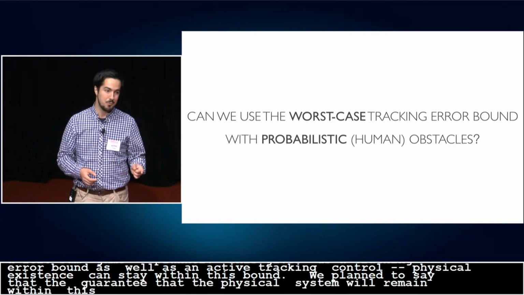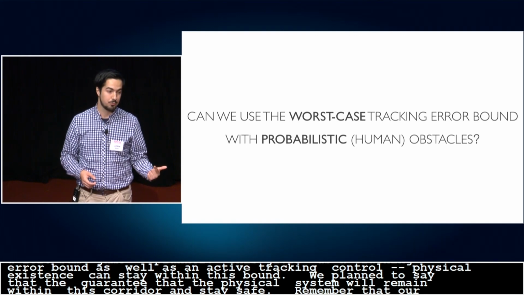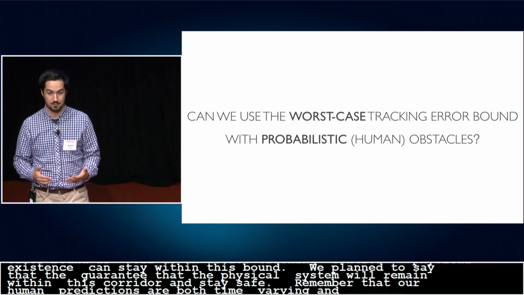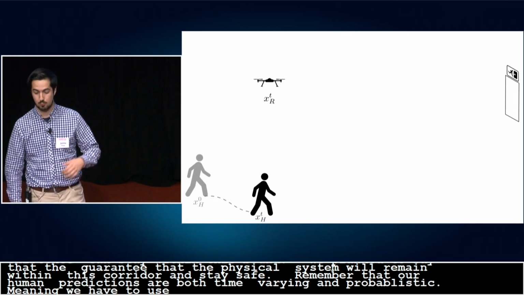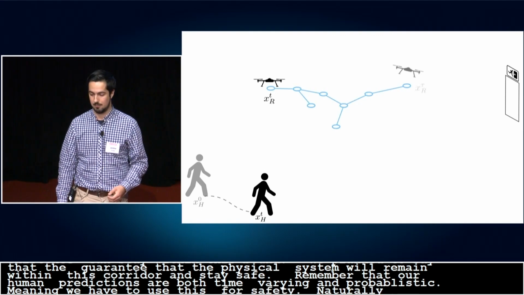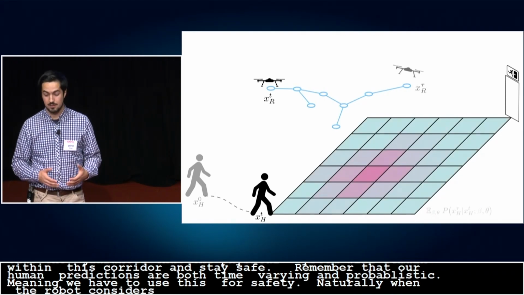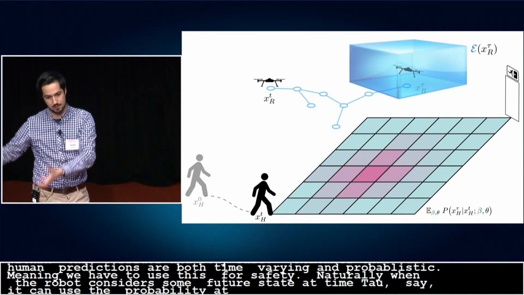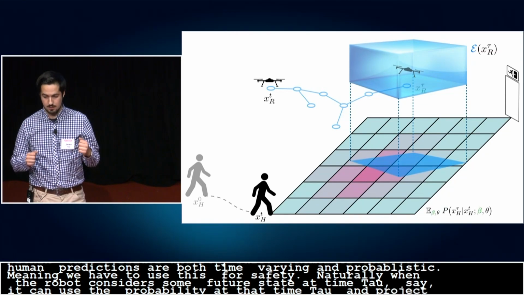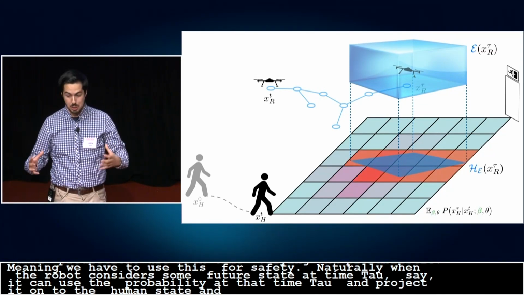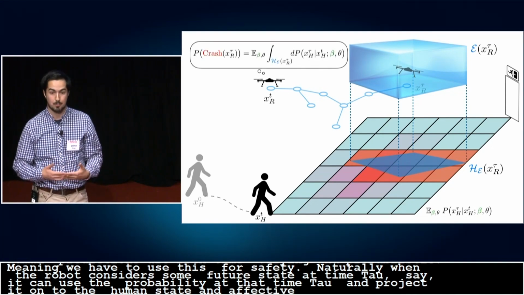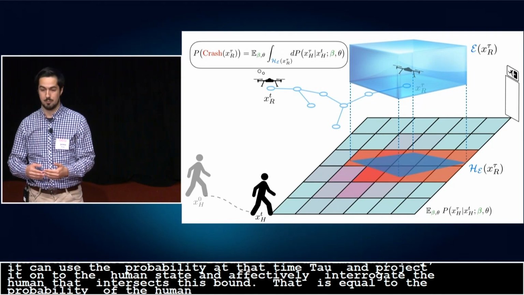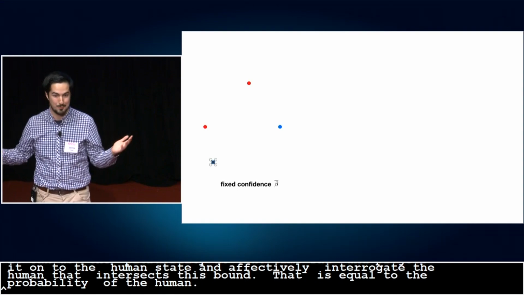But now remember that our human predictions are both time-varying and probabilistic, which means that we need to use this worst-case tracking bound to reason about safety in probabilistic terms. There's a natural way to do this: when the robot considers some future state at time tau, say, it can use a probability distribution of the human state at that time tau, take its tracking error bound and project it onto the human state, and effectively integrate the total amount of probability mass of the human that intersects this bound. That is equal to the probability of colliding with the human. So now the robot can, for example, reject points that have a probability of collision of more than, say, 1%.